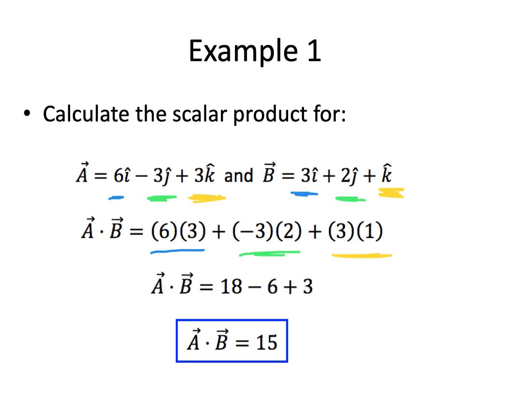Notice, it's not 18i hat minus 6j hat plus 3k hat. There's no i hats, j hats, or k hats. That's the most common mistake I see my students make when they're trying to do the scalar product. They want to put those unit vectors back in. But there are no unit vectors. Why are there no unit vectors? Because it's the scalar product, and the answer is just a number. It's just 15.